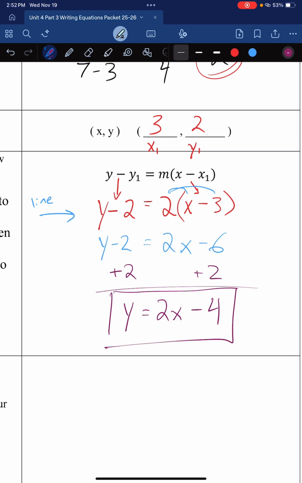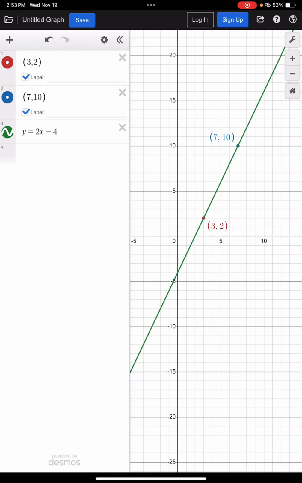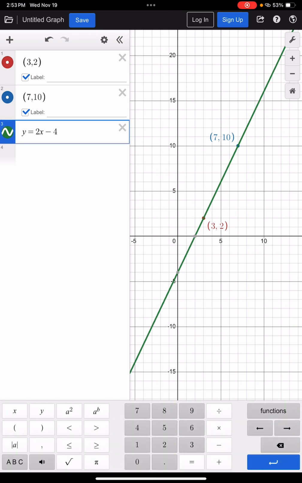But I want a way of checking my answer, right? So let's think about what we were given. We were given 2 points at the beginning of the problem here. And the premise of this question is write the equation of a line in slope-intercept form. So we have that. That goes through those 2 points. So I can visually look at a graph now, and I can graph those 2 points, right? So I have my red point and my blue point there, and then I graphed my green line, which I can see here does in fact go through those 2 points.